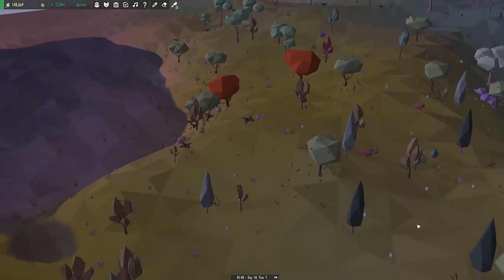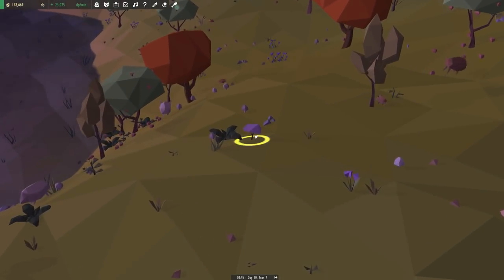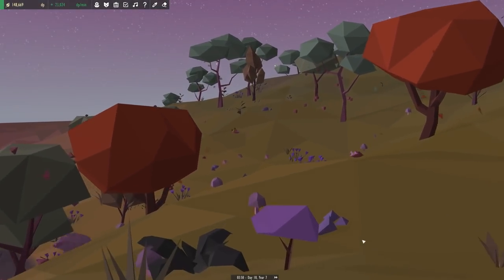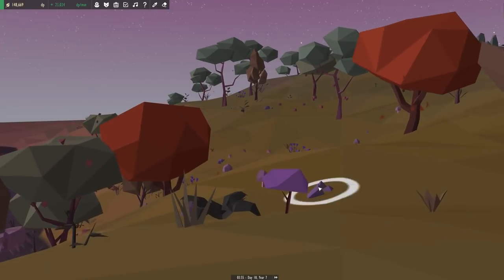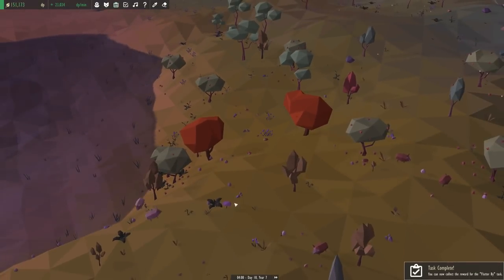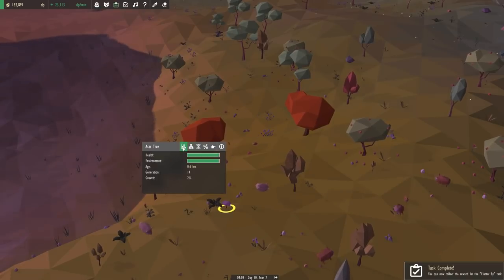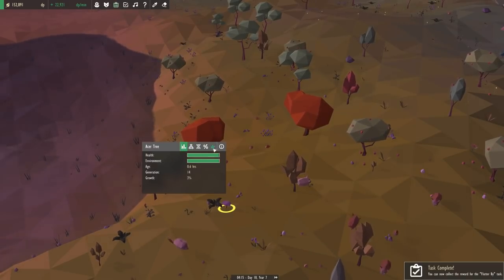A strange mutation of Acer tree has been born. Look at this! It's like a cherry blossom tree! Oh my gosh, we cannot let you die. You must stay with us and you can become a large tree. Oh, there's just so much happening.